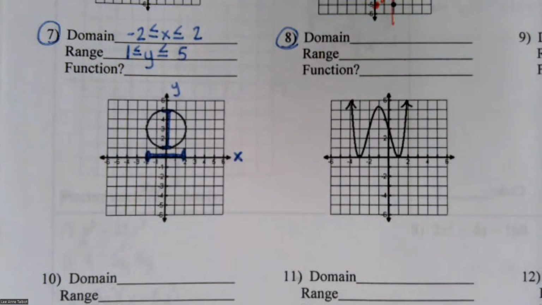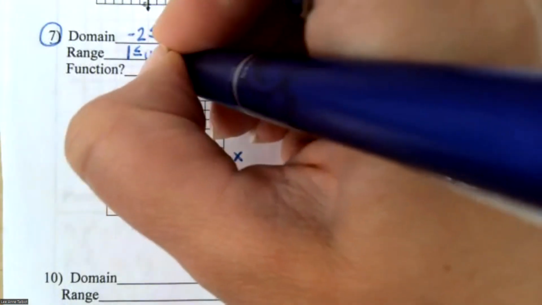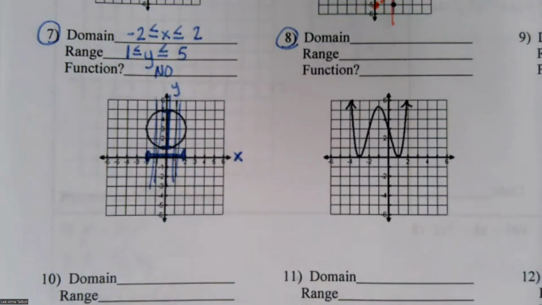Okay, now we're really going to be able to see if you understand what is or is not a function right now. Is this a function? No. It fails the vertical line test a lot of places. Anywhere in here, it would touch the circle twice. And we don't need to answer any other questions when it's no.